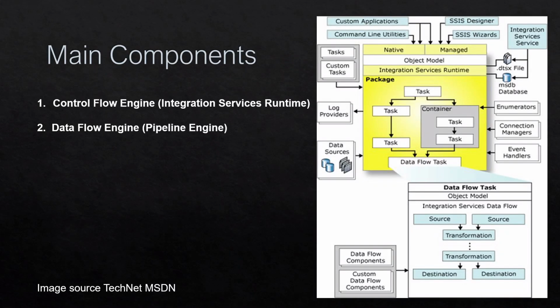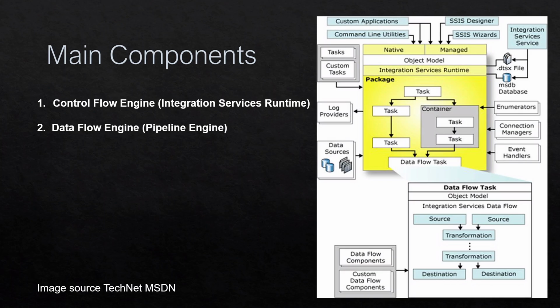Next is the data flow pipeline engine. Now let's talk about the second part, the data flow, also called the pipeline engine, given here in the below box. The data flow task lives inside the control flow, but it is the part that actually handles the data movement and transformation. Inside the data flow, we have three major components. One is source, next is transformation, and the third is the destination.